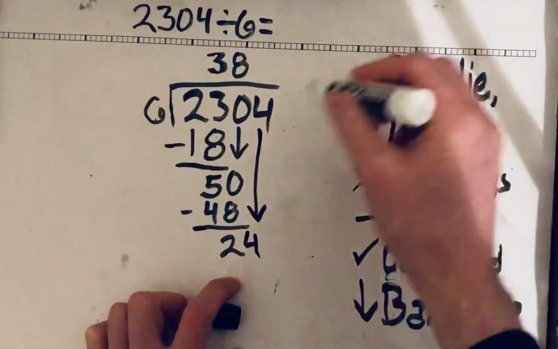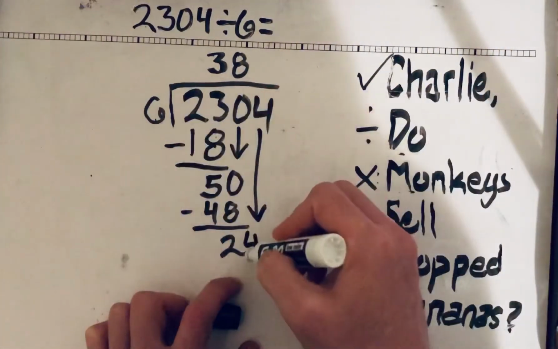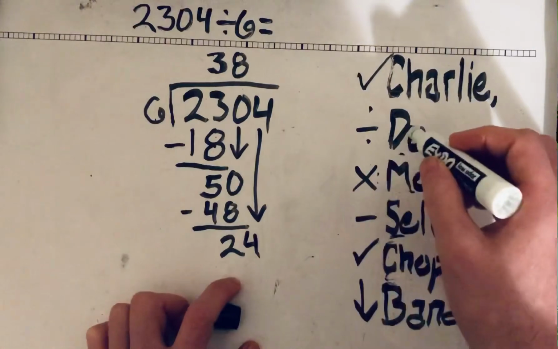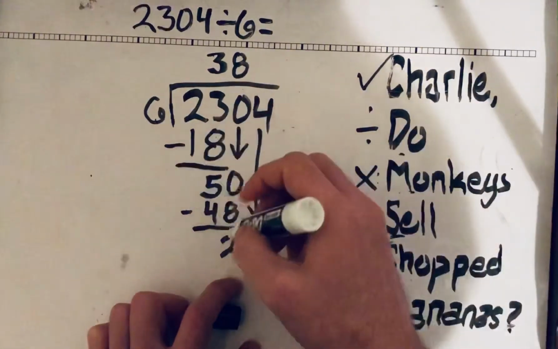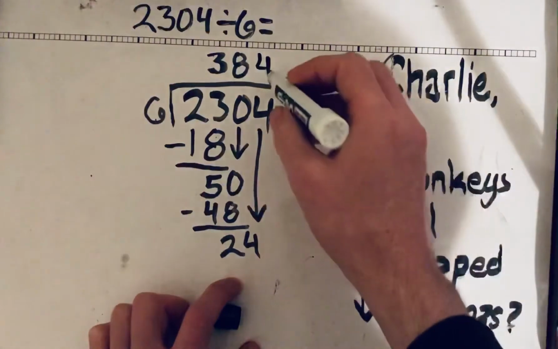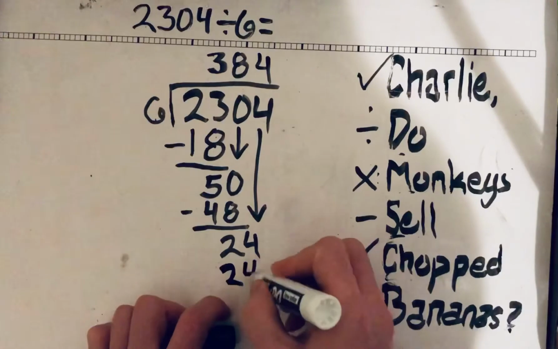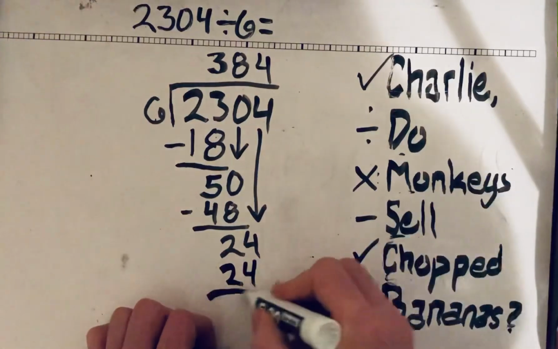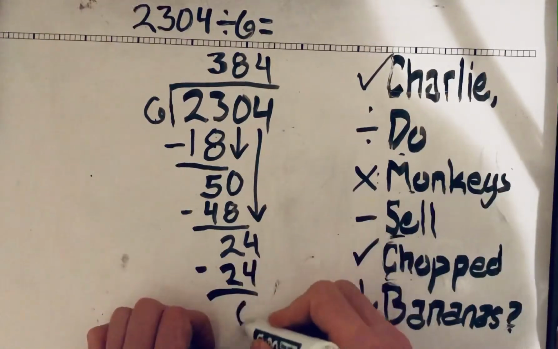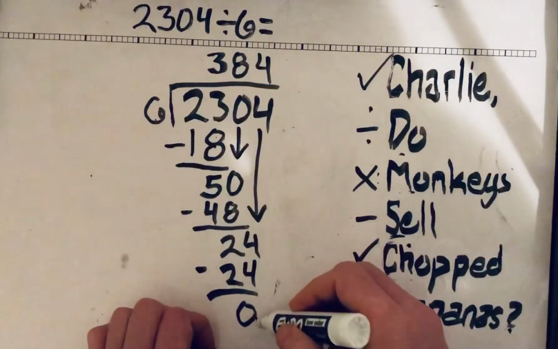We start over, and it looks like this will be our last time. We check. 6 can fit into 24. So now we divide. 6 can fit into 24 4 times. We multiply. 4 times 6 is 24. We subtract. 24 minus 24 equals 0. We check again. 6 does not fit into 0.